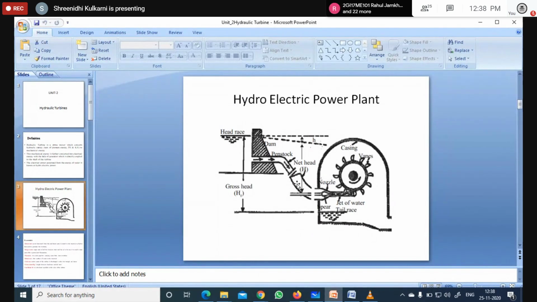Got it? I hope you understood the hydroelectric power plant with different heads. If you have any doubt, you can ask. No doubt, sir.